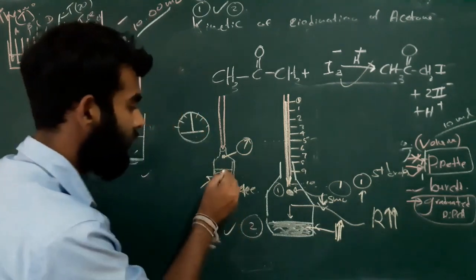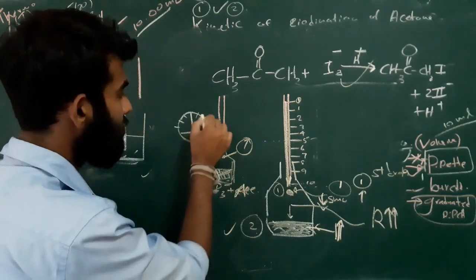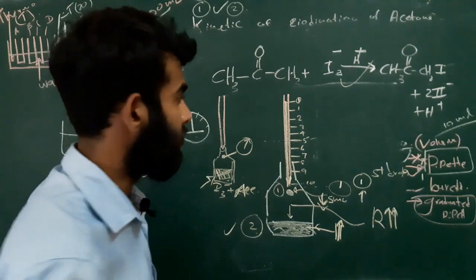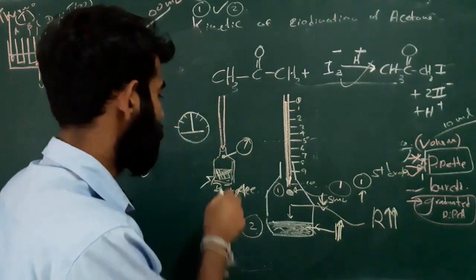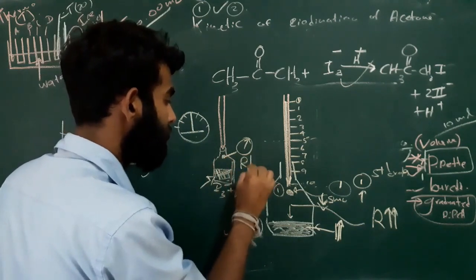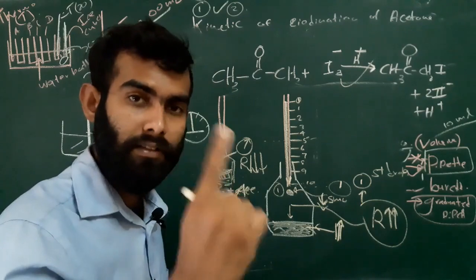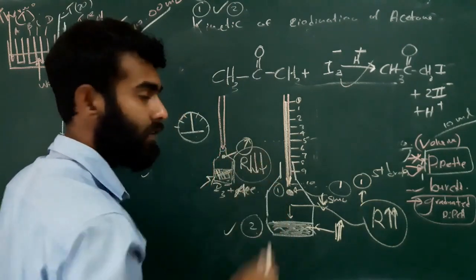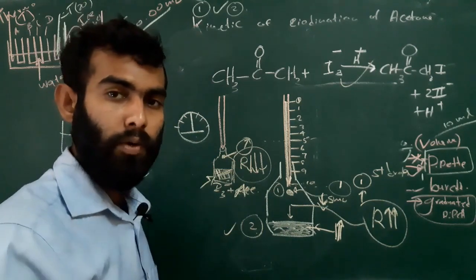No, because now every reactant we added, the full volume of iodine we added, and now we add the last drop. So now the reaction rate will be very low. Initially it is very high when we add the first drop. When we add the last drop, it will be very low. That is also an error. So what should we do?